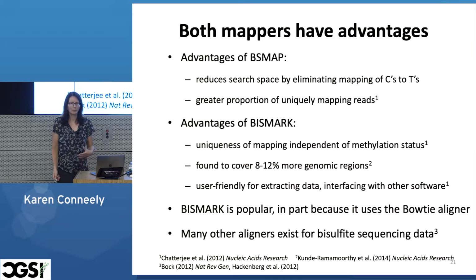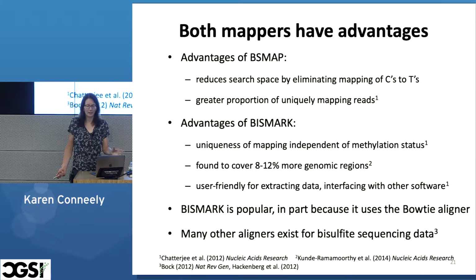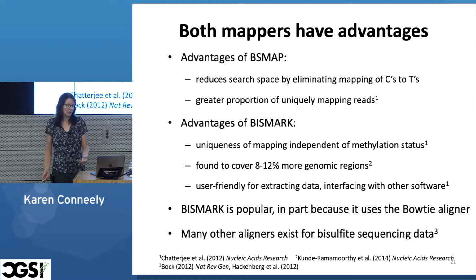There have been some evaluations done of both of them, and they reported that BS-map seems to have a greater proportion of uniquely mapping reads, at least in the evaluation that was done. BISMARK is more likely to have the uniqueness of mapping be independent of methylation status. There seemed to be a slight bias with BS-map. And it has slightly greater coverage, at least in the evaluation. One of the papers also suggested it was more user-friendly for extracting data. And it does seem to be the more popular choice.